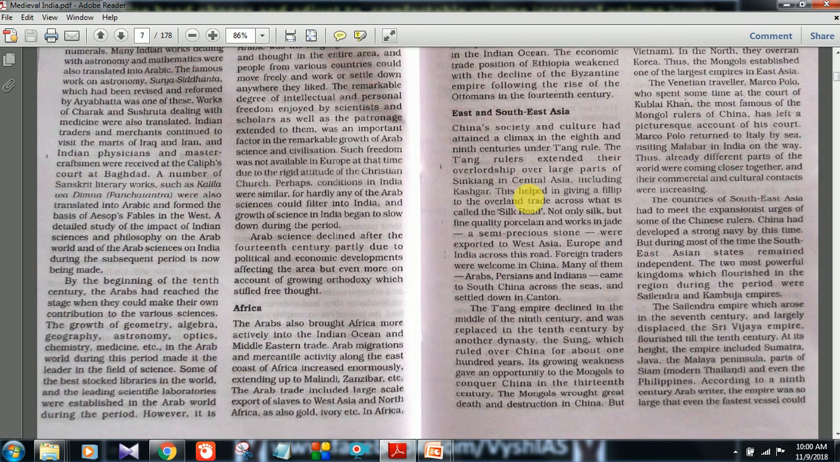This helped in giving a fillip to the overland trade across what is called the Silk Road. Now, not only silk, but fine quality porcelain and works in jade, a semi-precious stone, were exported to West Asia. It's now fully about China. The Silk Road, which now they are trying to revive as the maritime Silk Route and all. So the precious stone, whatever they traded, went to Europe and India and West Asia across this road.